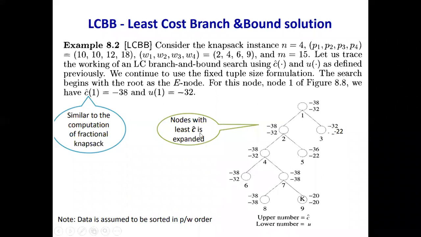Fine. So now we will apply this least cost branch and bound to a 0/1 knapsack problem, and we will see how this least cost branch and bound works. So we'll take an example now. Consider an example here. Four items have been given.